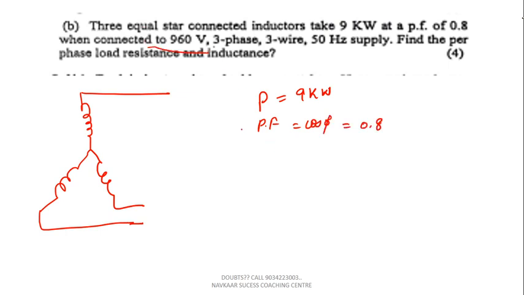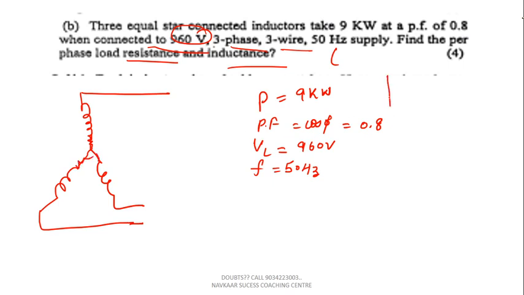When connected to a voltage, voltage is how much? VL, because I told you if nothing is mentioned, then we need to take VL only. VL is 960 volt, 3 phase 3 wire, and frequency is 50 hertz, right? So first of all, what we need to calculate are R and L, means it is a combination of R and L. First of all, we need to calculate current.